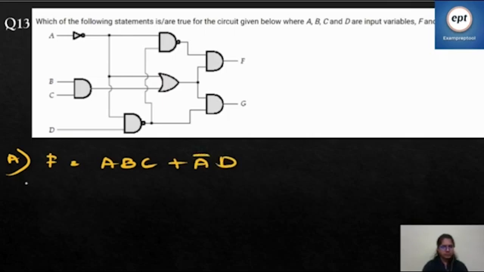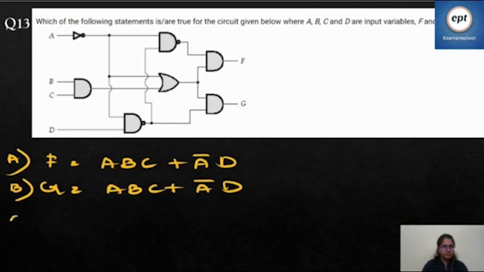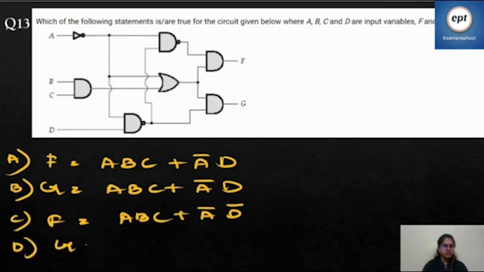Option B says G equals ABC plus A bar D. Option C says F equals ABC plus A bar D bar. Okay, and option D says G equals ABC plus A bar D bar.